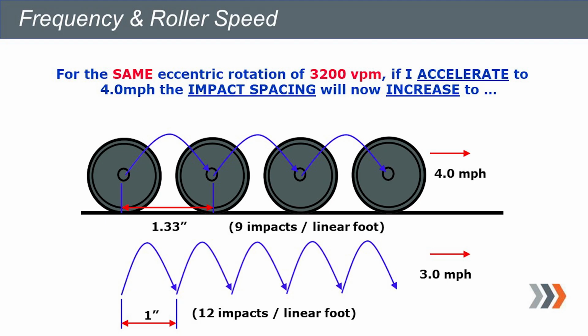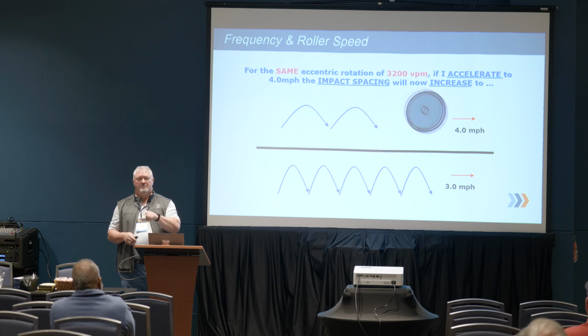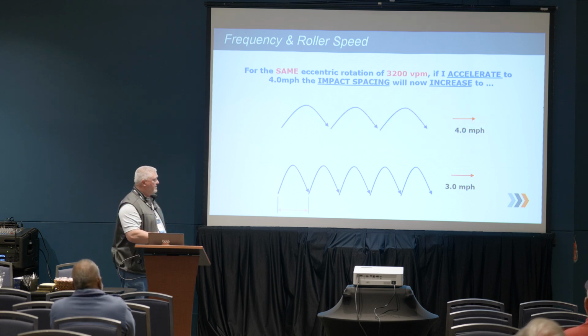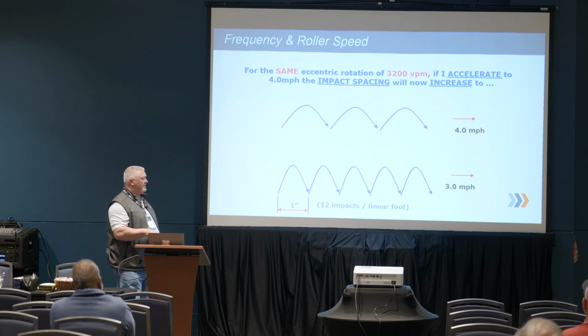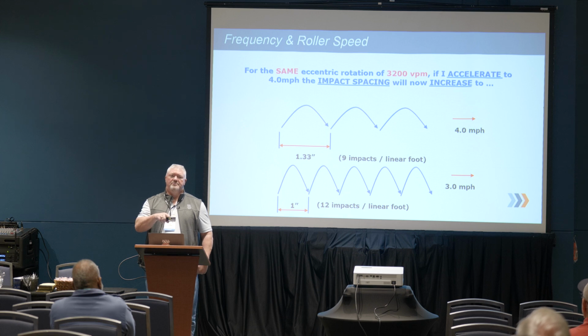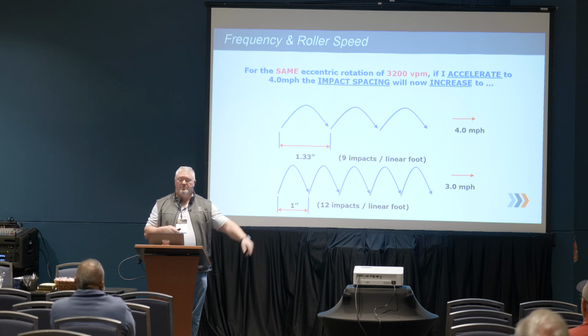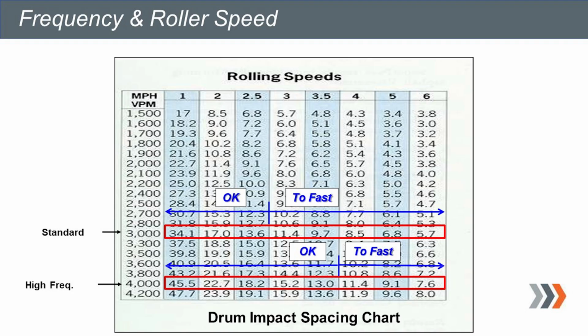Same roller, same frequency, only we speed up to 4 miles per hour. Now instead of having 12 impacts per foot here, we're down to 9 impacts per foot. We start dropping below 10 impacts per foot. We start leapfrogging too much, we're going to increase our number of passes, and if you're doing any kind of smoothness test, it's going to start recording as a chatter in your IRIs. So we don't want to go any faster than that.